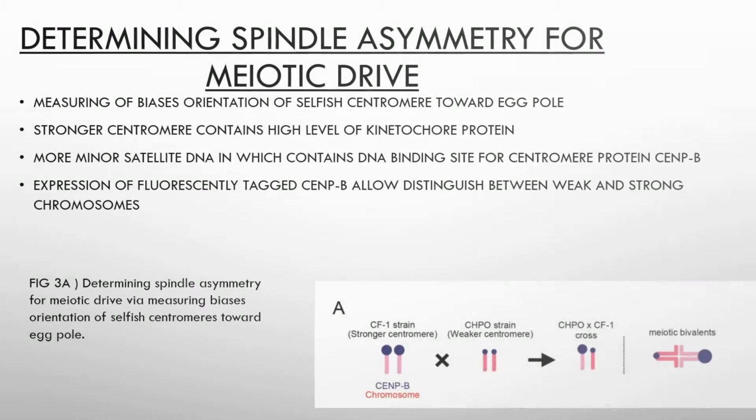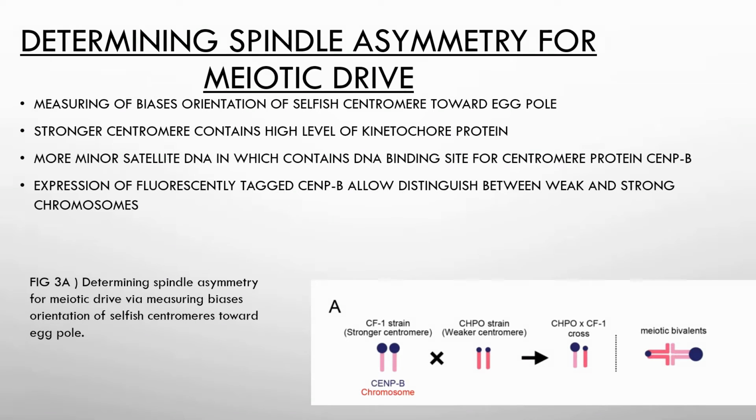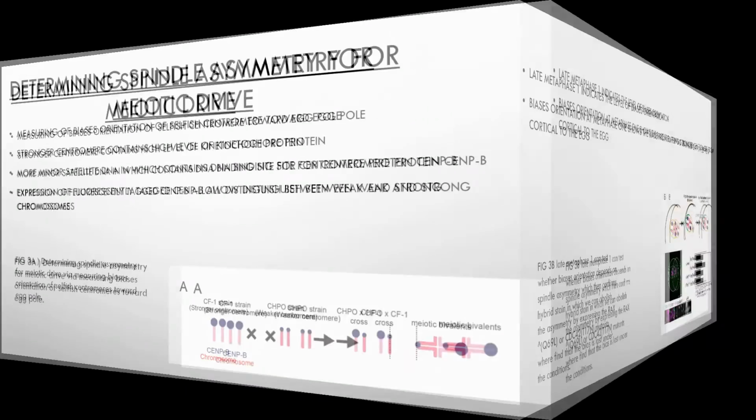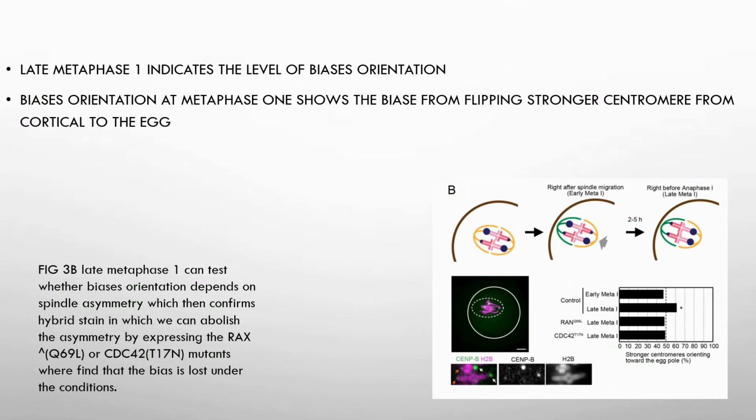Number 5, to measure the biased orientation of selfish centromeres, the strongest centromere needs to be segregated by fluorescently tagged CENP-B in a live cell. The strongest centromere must contain high levels of both inner and outer kinetochore proteins. Late metaphase shows how the strongest centromere is being favored by reorientation or flipping of stronger centromeres from the cortical side to the egg side, while the spindle is positioned asymmetrically.